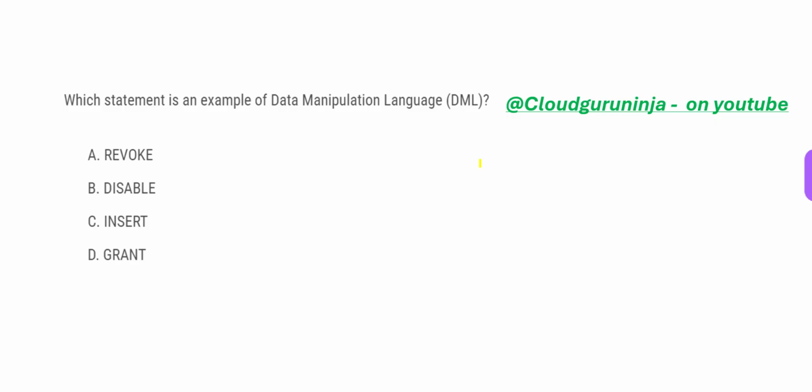So which one of these is a DML? Example of DML, data manipulation. DMLs are like insert, update, delete. You can fire an update query and manipulate the existing data. So that's why it is called manipulation. You can delete the existing data or you can insert new data. So insert would be our answer.